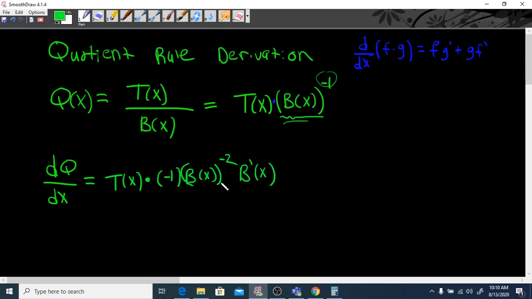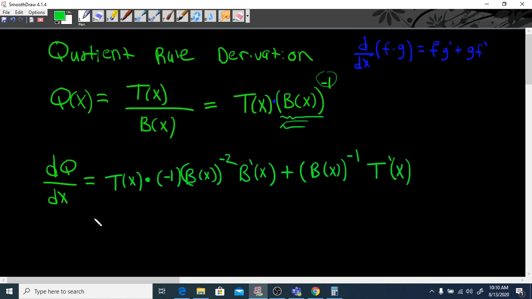So that's the first part of the derivative, plus, and now we're going to leave the second function alone. In other words, we're going to leave this one alone. So we're going to have b to the -1, and then times the derivative of the first one. So that's just going to be t prime, or the top prime, or the derivative of the top.